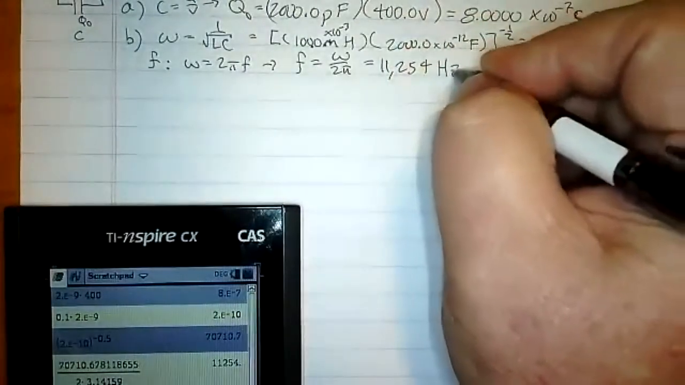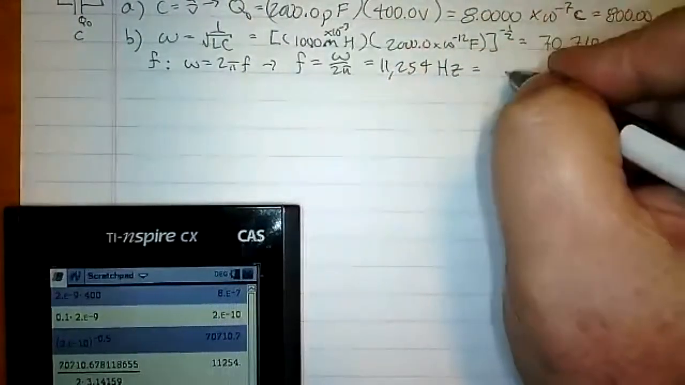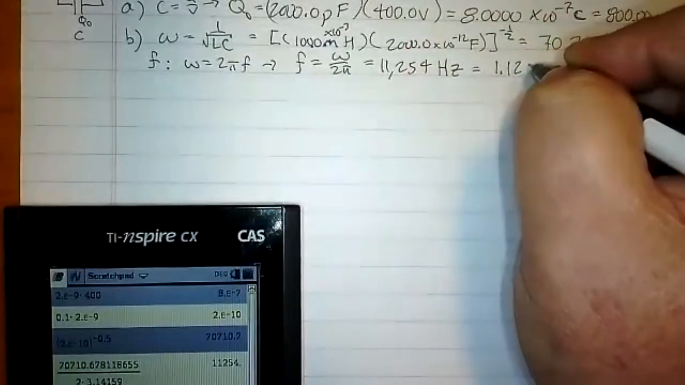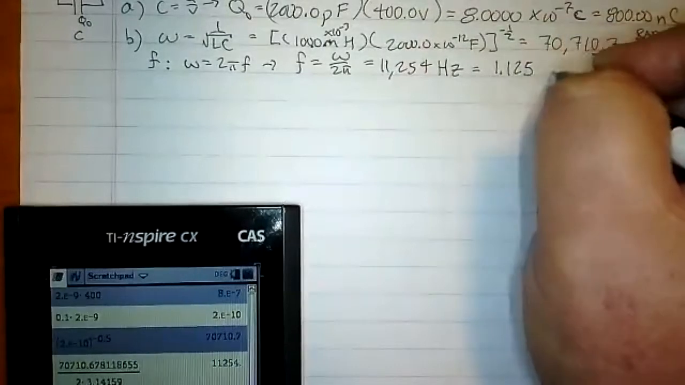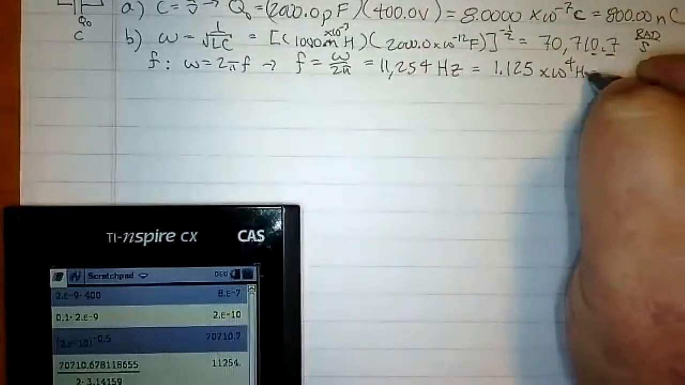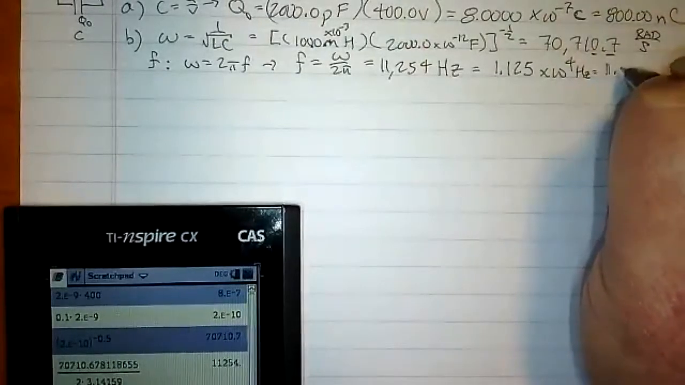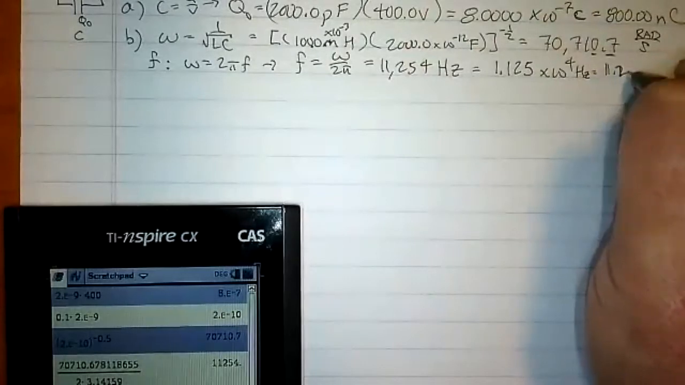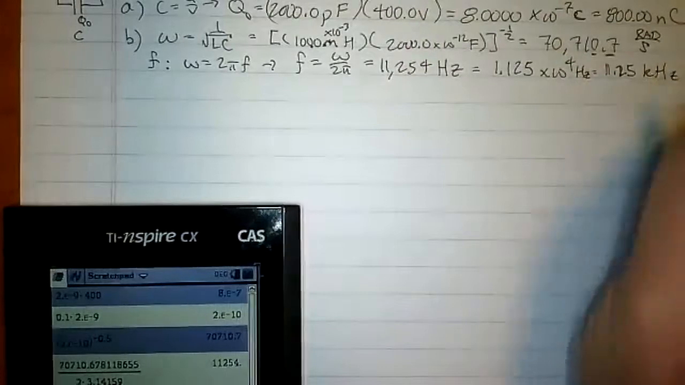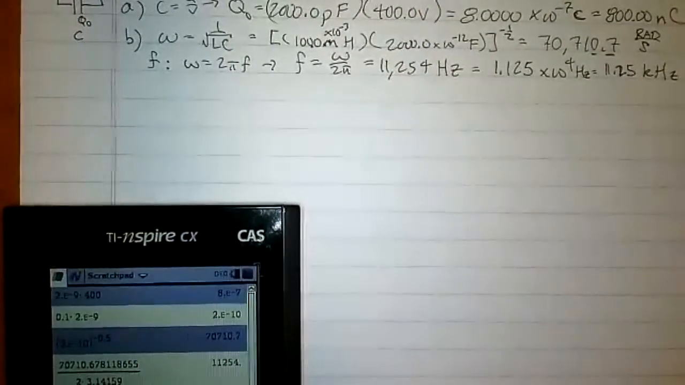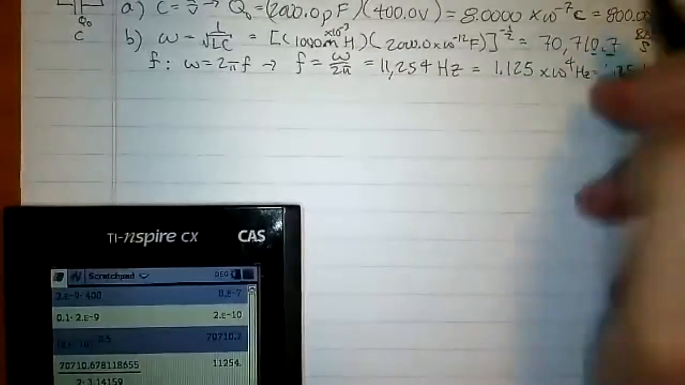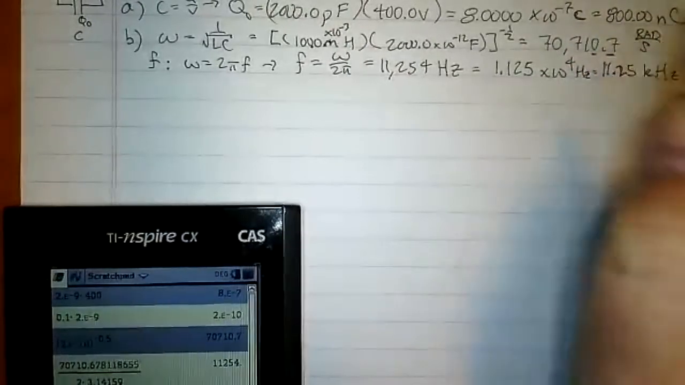hertz, which, using proper sig figs, that should be 1.12, that's 5 times 10 to the 4th hertz, or it could be 11.125 kilohertz. So that should be right either way. Hopefully someone's verifying their calculations on that side. Anybody got any problems with the answers I come up with so far?